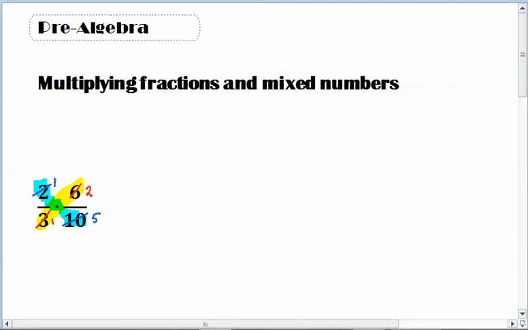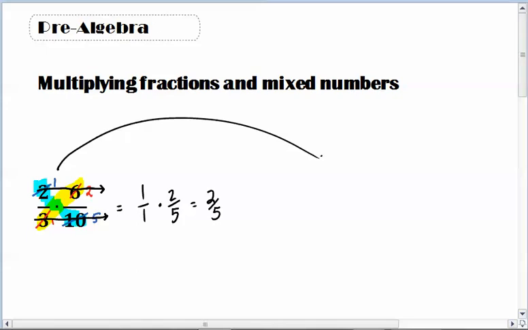So what I have now is 1 over 1 times 2 over 5, and obviously that is 2/5. When I multiply fractions, I multiply straight across the top and straight across the bottom after I've reduced. Now you may be saying, but I multiplied that out and I didn't have to reduce it. Well, if you multiply it out before you reduce it, then you have to reduce it after the fact. So watch this.